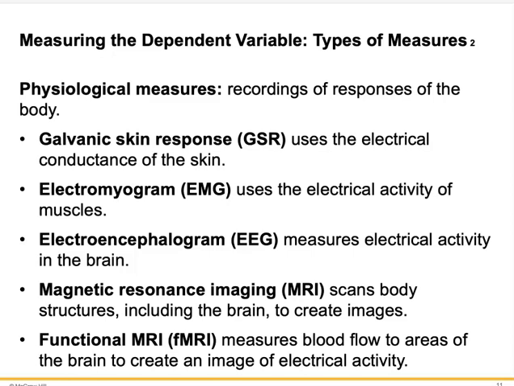An MRI scans body structures, including the brain, to create images that we can then measure and take a look at and maybe see descriptive changes in somebody's brain functioning. And lastly, an fMRI measures blood flow to areas of the brain to create an image of electrical activity, because we know that more electrical activity equals more blood flow. So if there's more blood flow, there's more activation. So we could give somebody an experiment and measure their response and see whether there was activation based on the manipulation of the independent variable.